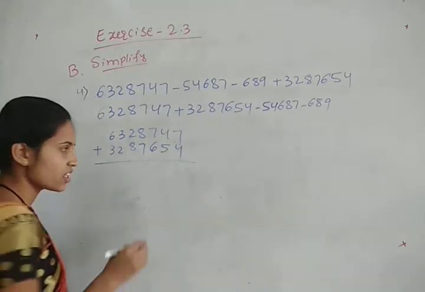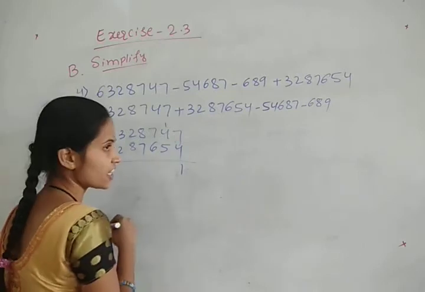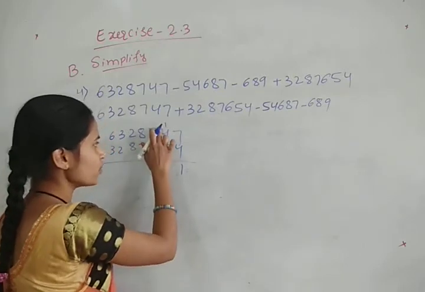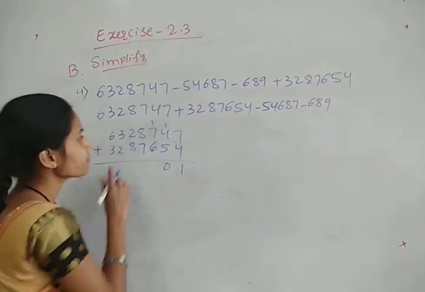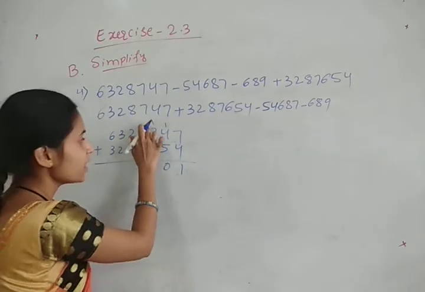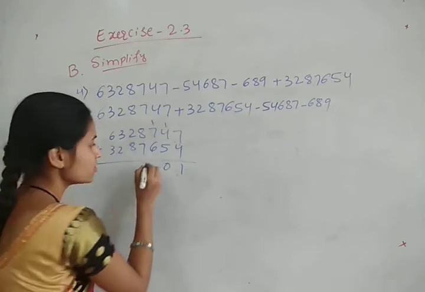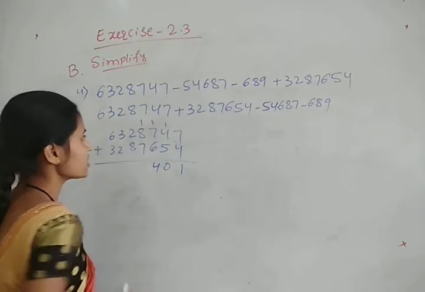7 plus 4 is 11. Write 1. Take 1 as a carry. Now 4 plus 1 is 5. 5 plus 5 is 10. Write 0. Take 1 as a carry. Now 7 plus 1 is 8. 8 plus 6 becomes 14. Write 4. Take 1 as a carry.